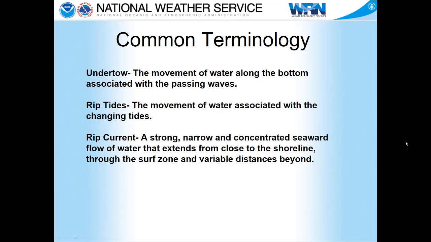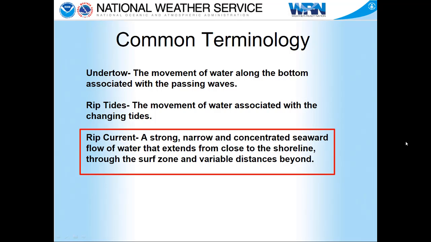So what we're going to be focused on is a rip current, which is a strong, narrow, and concentrated seaward flow of water that extends from close to the shoreline through the surf zone to variable distances. And basically all that means is it's a channel of water that's moving away from the beach and out into deeper water. So that's what our focus is today.